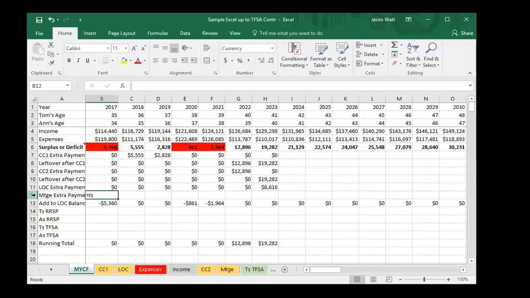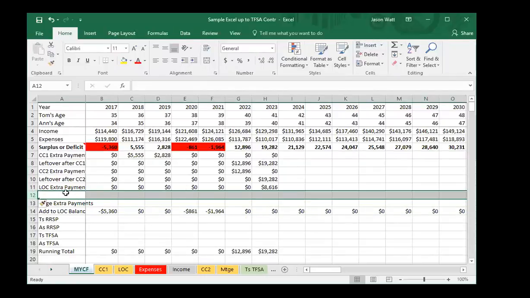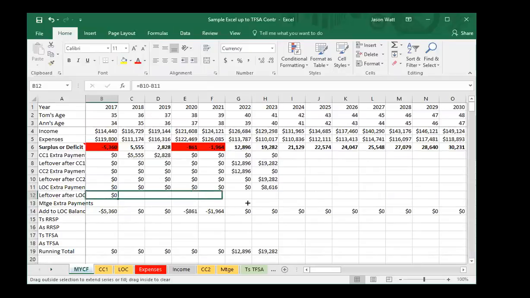I am going to put a row in here for my leftover after line of credit. I'm going to assume that we're just going to let the mortgage run out, but I do want to make sure that I take my amount left over after line of credit, and really I don't even have to worry about my negatives now. I'm working with leftover after line of credit minus that, or leftover after credit card 2. So I should have, yeah, about 10 grand here still to use.